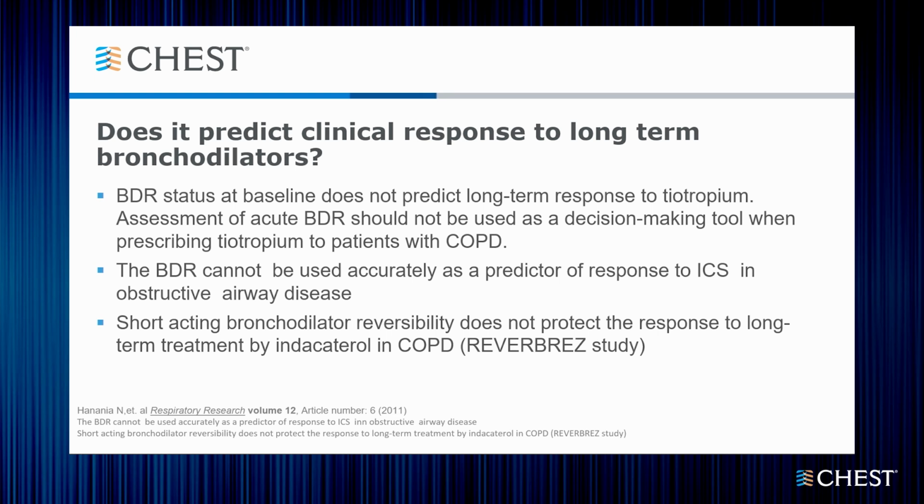So the assessment of acute bronchodilator response should not be used for clinical decision-making when prescribing bronchodilators to our patients. And there are other studies that showed that bronchodilator response does not accurately predict the response to inhaled corticosteroids in obstructive airway disease. And there's a recent COPD River-Breeze study that showed the short-acting beta agonist response does not predict long-term treatment response to indacaterol. So do not use bronchodilator response as the clinical decision for prescribing patients bronchodilators.